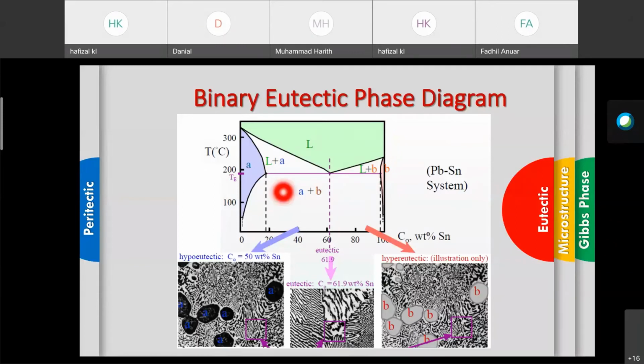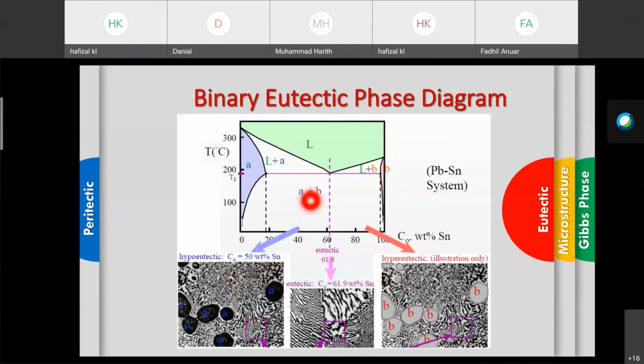The first part is the area before this line. We call it hypoeutectic. This borderline we call eutectic, and after this line, this area we call hypereutectic. Okay, so if you look at the diagram, you can see quite a difference in terms of the round area of alpha, and this one is the round area of beta. Okay, so the rest is a little bit the same.